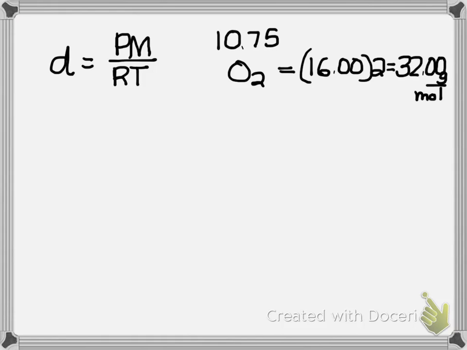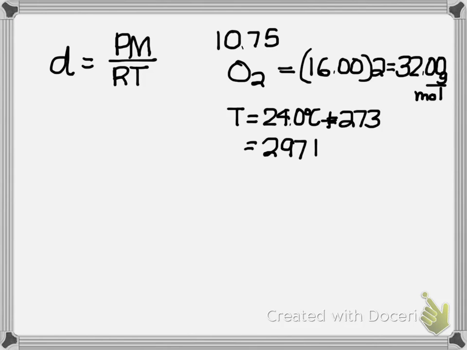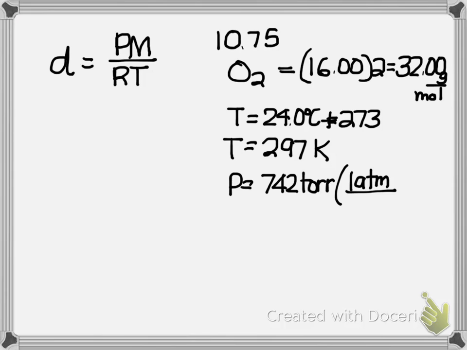It says the temperature is 24 degrees Celsius, which is going to be, plus we need to add 273, so that is 297 Kelvin. And it has a pressure of 742 torr. So we'll turn that into atmospheres. Anytime you're using the ideal gas law, you're going to have to use liters and atmospheres because of the gas constant. So now let me plug it in.